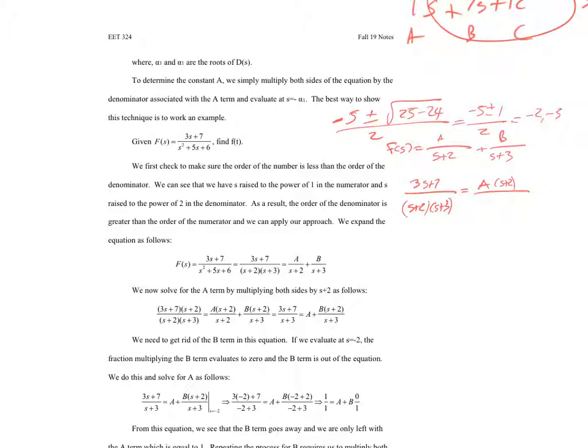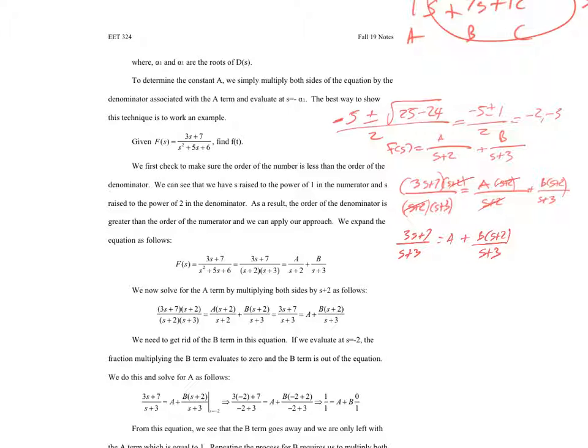So whatever is under the a term, I'm going to multiply both sides by that. Didn't you need to carry that s plus 2 along to the 3s plus 7? Yeah, I'll do it on the other side in a second. But you're right. So I've got both sides multiplied. Now I'm going to cancel out the s plus 2's. So 3s plus 7 over s plus 3 equals a plus b times s plus 2 over s plus 3.